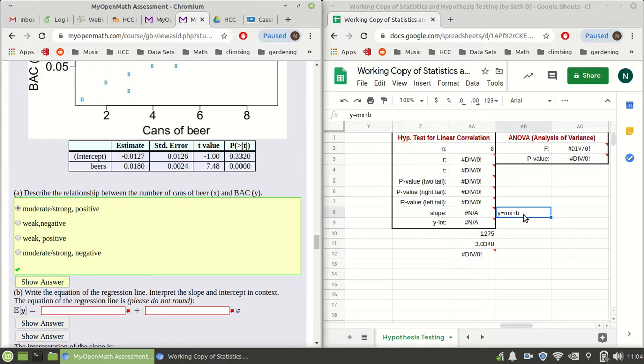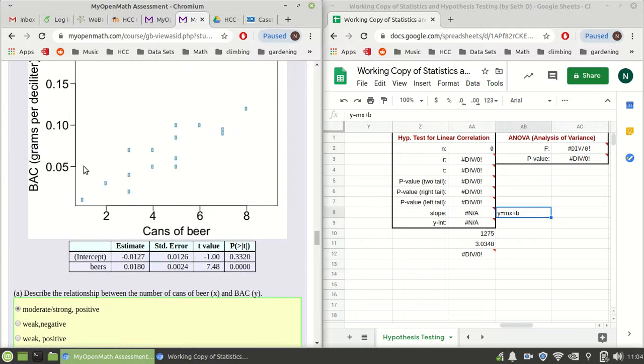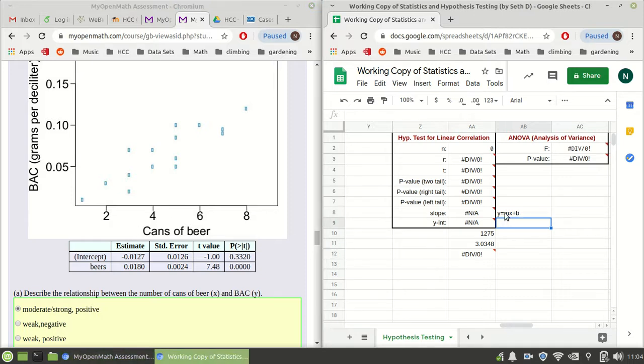Where y represents the same units that are on the y-axis. In this case, it's blood alcohol content, and x represents the cans of beer you've had, right? So we want to make an equation that would do that for us. m is, of course, the blood alcohol content over cans of beer, right? And so to make this equation, I'm just going to type in y equals m. We've got to figure out what m is.